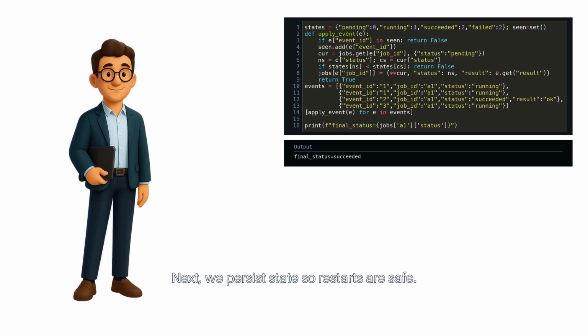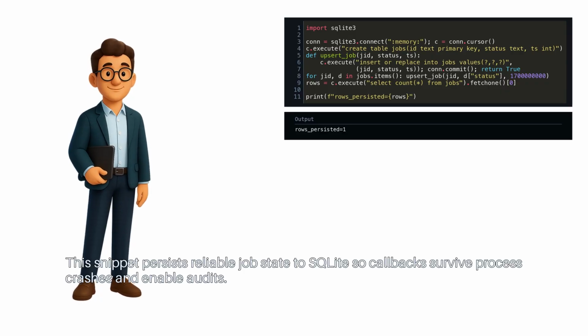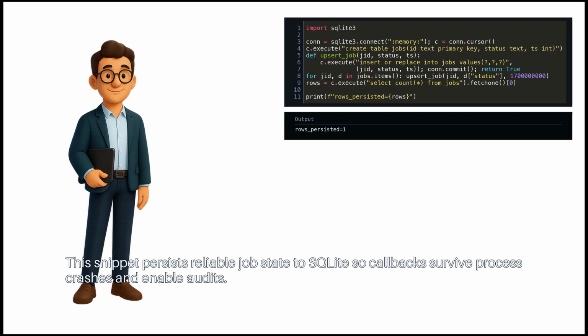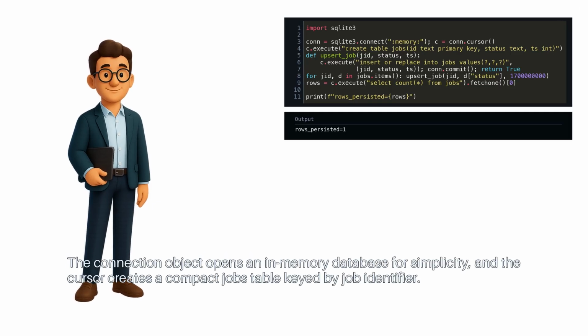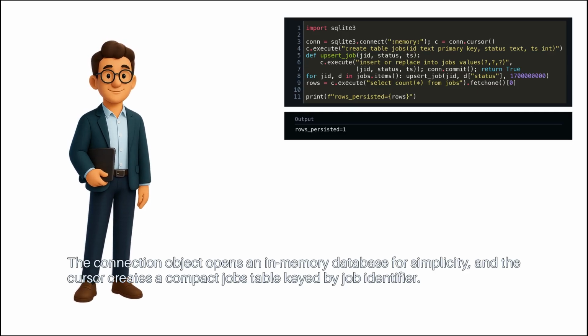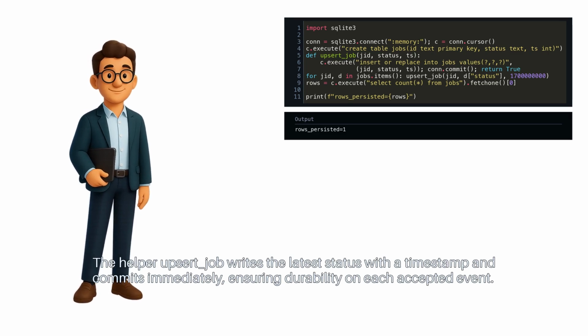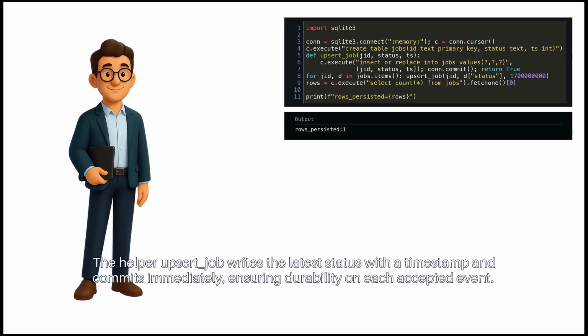Next, we persist state so restarts are safe. This snippet persists reliable job state to SQLite, so callbacks survive process crashes and enable audits. The connection object opens an in-memory database for simplicity, and the cursor creates a compact jobs table keyed by job identifier. The helper upsert_job writes the latest status with a timestamp and commits immediately, ensuring durability on each accepted event.